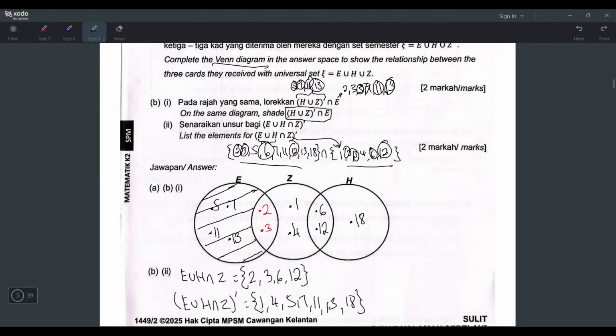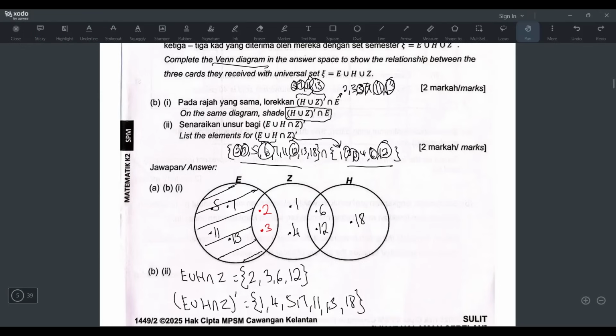Okay, you know why I have to put curly bracket? Because these are elements. That's why I have to put curly bracket. Kalau untuk number of element, itu tak payah letak curly bracket. That one you just count how many elements, 1, 2, 3, 4, 5, 6, 7, and then just write that. No need curly bracket. Ya, untuk bilangan elemen tak payah curly bracket. Tapi kalau senaraikan elemen kenalah.